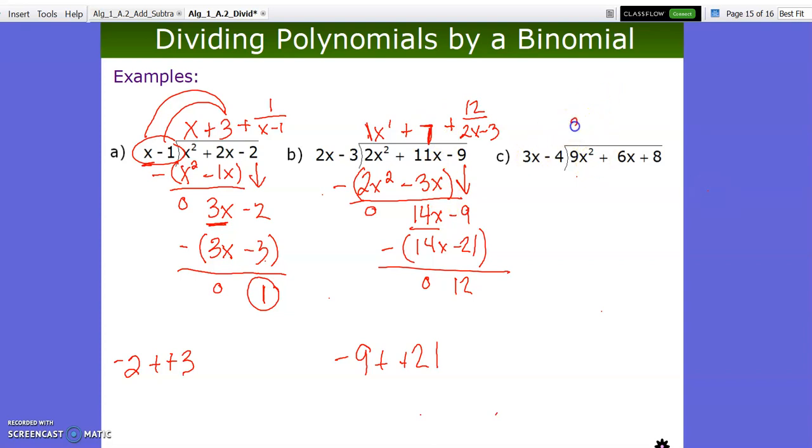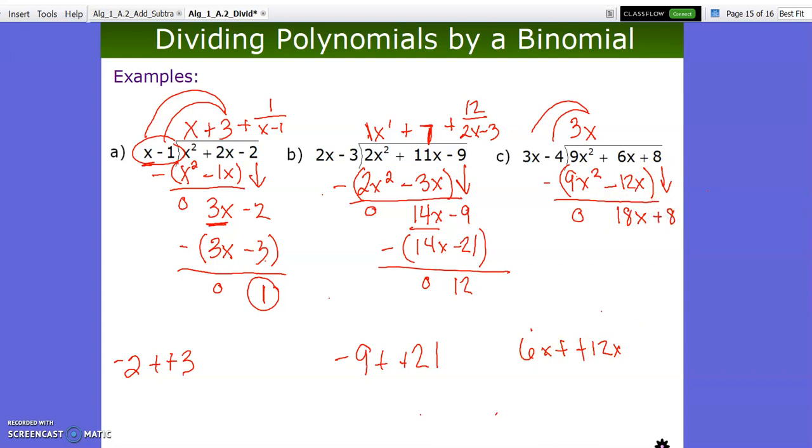3x goes into 9x. Let's see, 3 goes into 9 3 times. X goes into x squared just once. Distribute. 3 times 3x is your 9x squared. And 3x times negative 4 is negative 12x. Wrap it in parentheses so you can subtract. 9x squared minus 9x squared is 0. 6x minus negative 12. Let's write it down. 6x minus negative 12. Keep, change, change. So I think I get 18 x's there. Bring on down the 8, and we'll try dividing all over again.